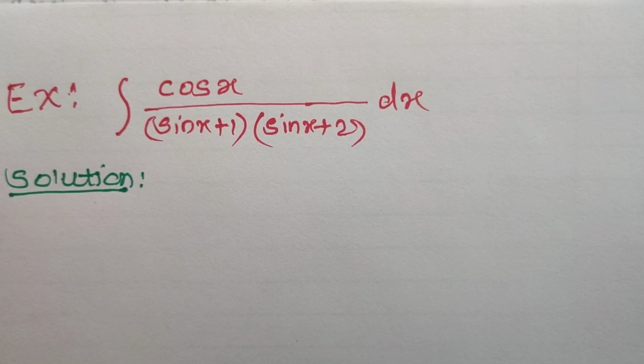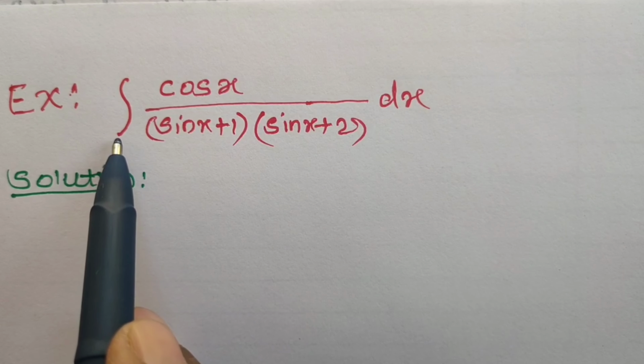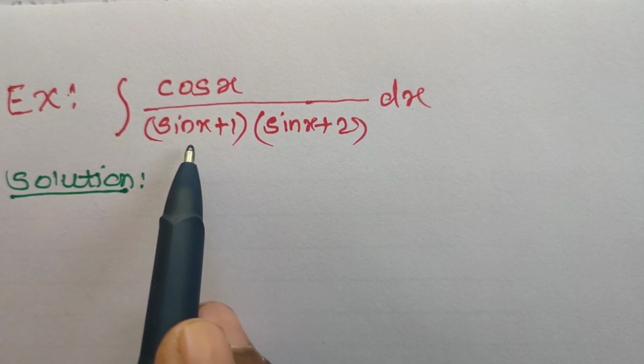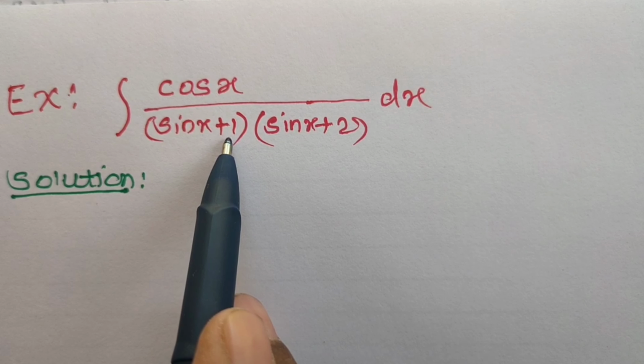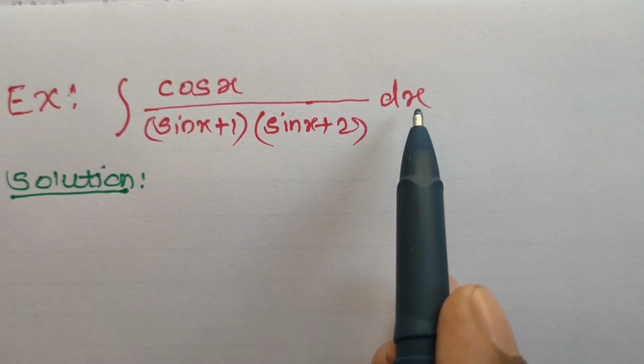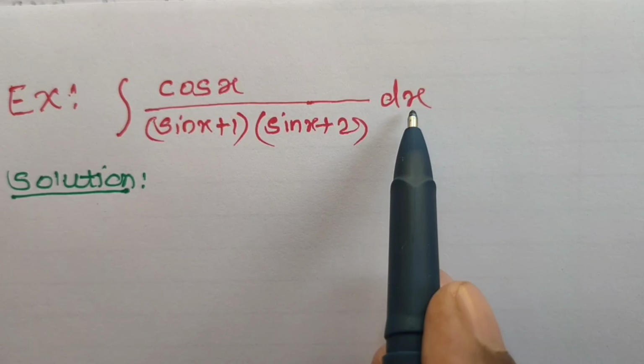Hello everyone. Let us evaluate this indefinite integral of cos x divided by (sin x + 1) in one bracket and (sin x + 2) in second bracket. This is in the denominator and the integral is with respect to x.